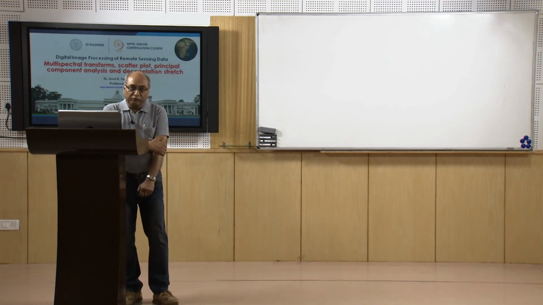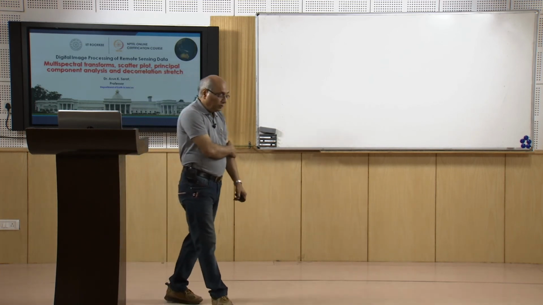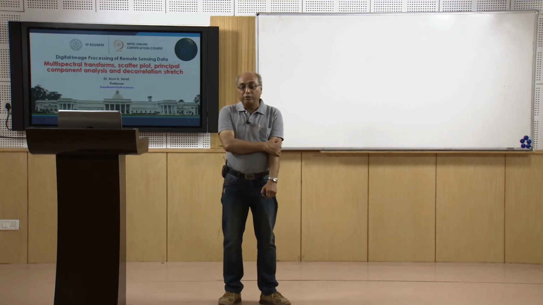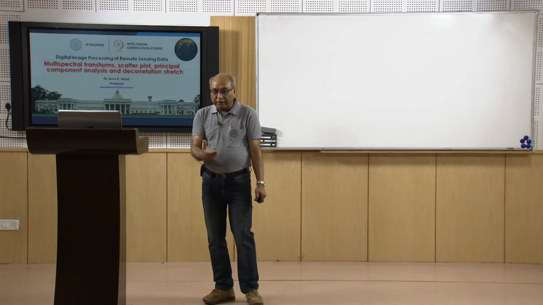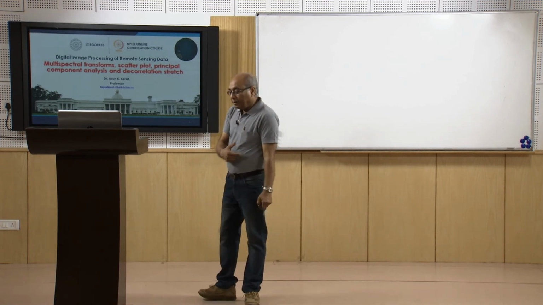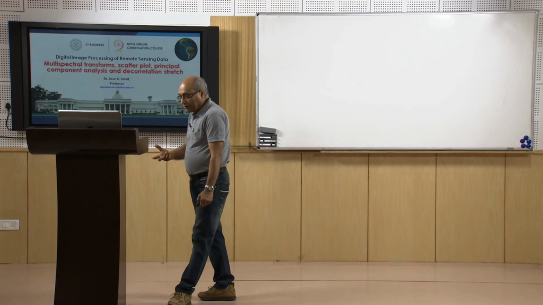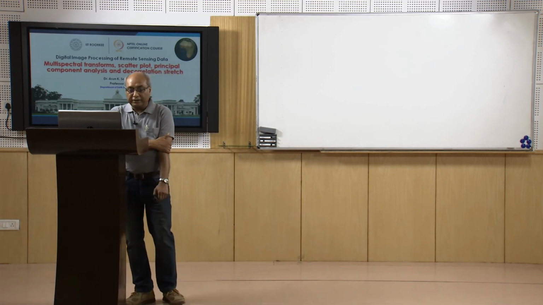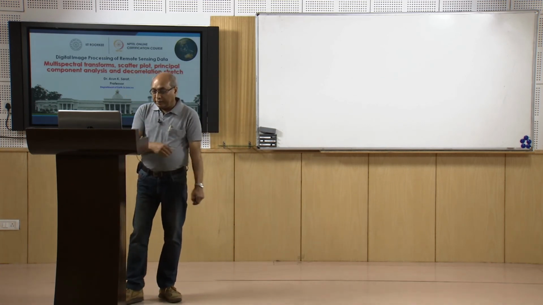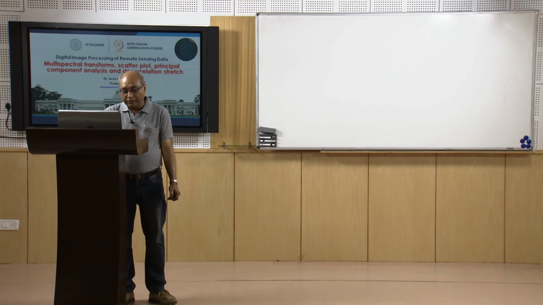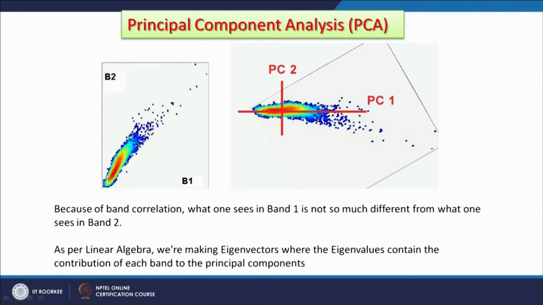Now further to this there is another analysis called PCA, or principal component analysis, where we use the scatter plot, the two-dimensional histogram. We have already discussed this when we discussed histograms and scatter plots. So we will just directly go for this, and I will explain on this graphic that we plot band 1 and band 2 like this.